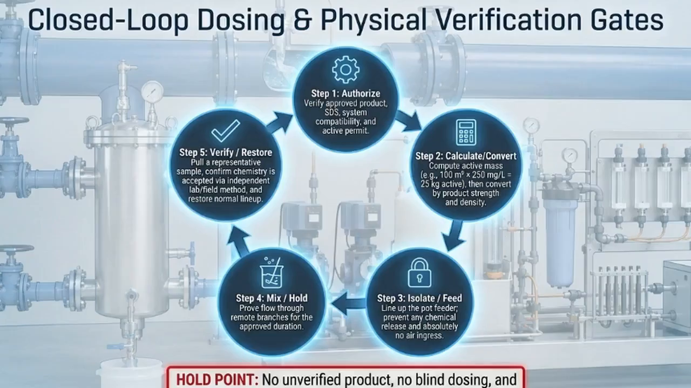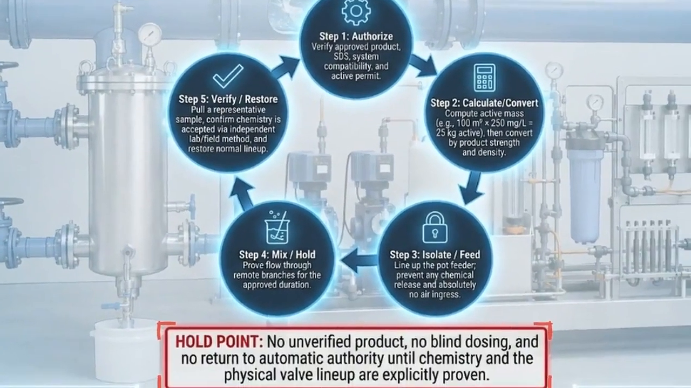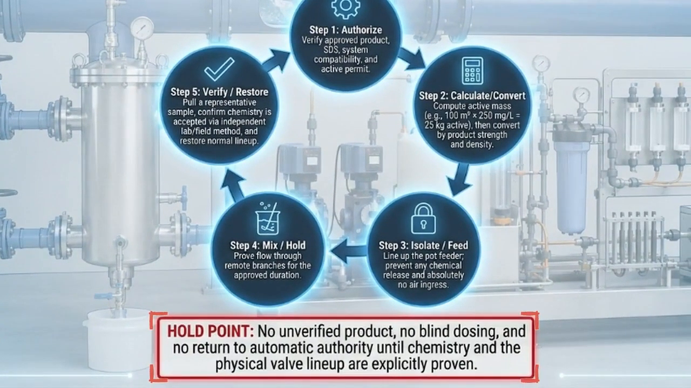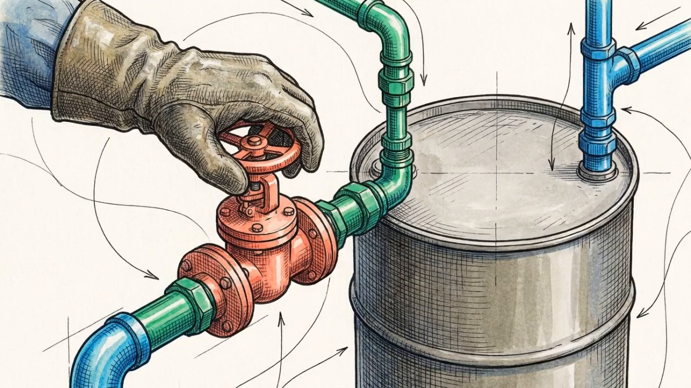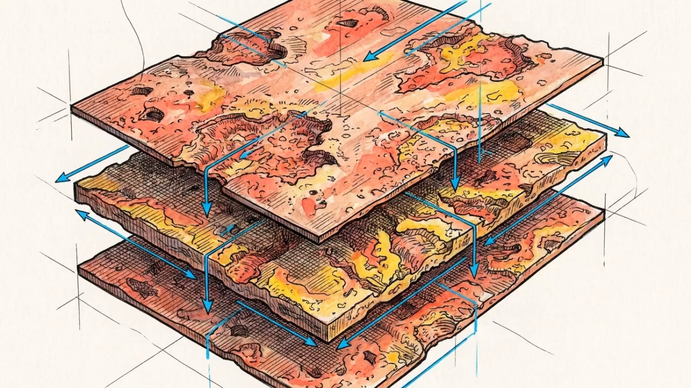This flowchart dictates safe chemical injection: authorize the product, calculate mass, isolate the feeder, and prove flow. Crucially, a physical sample must verify chemistry before restoring operations. This hold point prevents returning to automatic authority until the valve lineup is proven safe. Blind dosing bypasses the physical verification of product strength and system volume. If a high concentration of oxidizing biocide or an acidic cleaner hits the metallurgy without sufficient dilution, it will immediately spike the corrosion rate on copper and carbon steel surfaces.